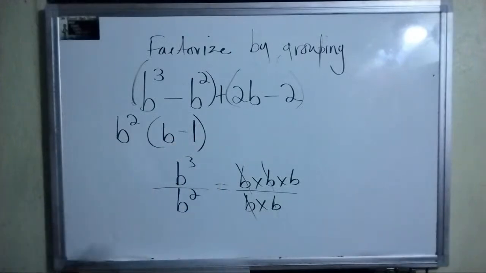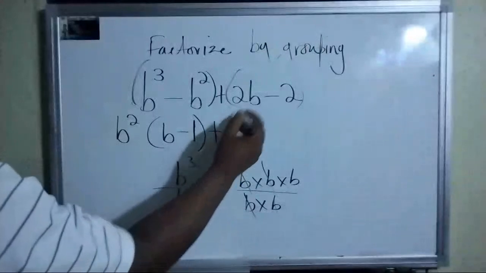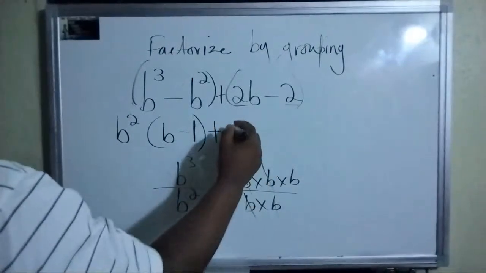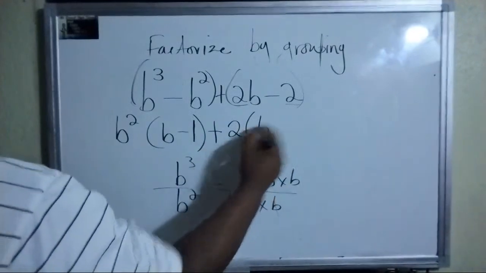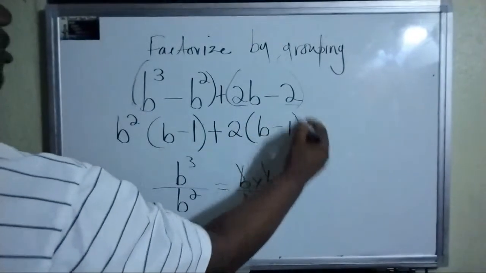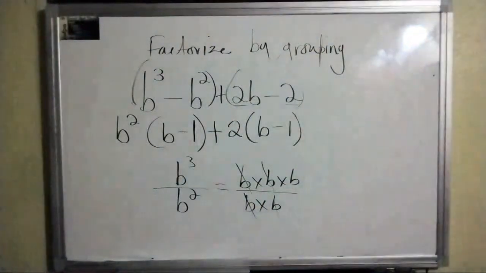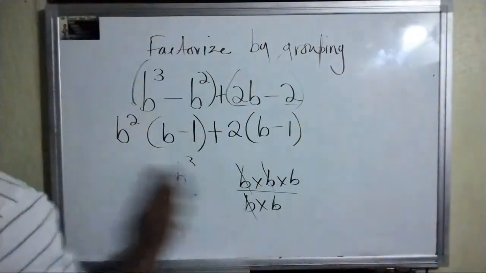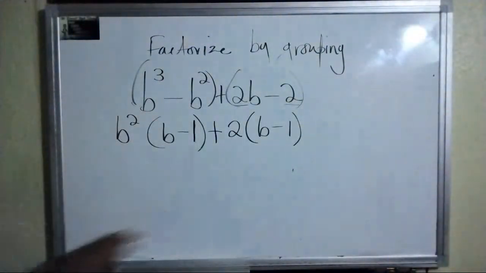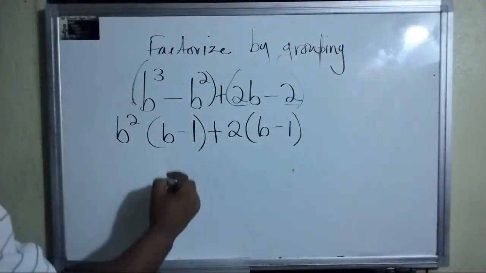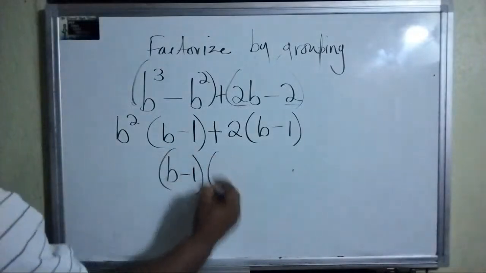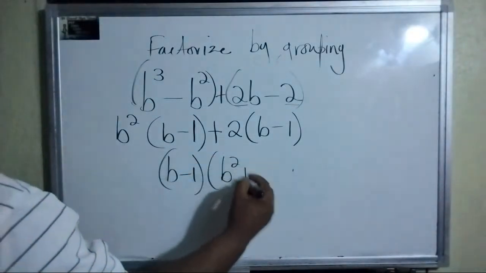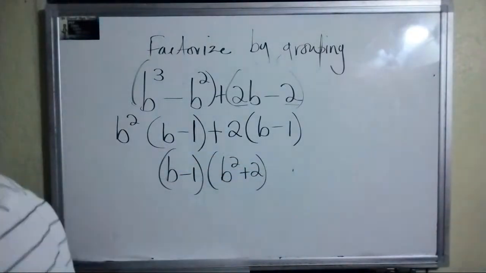Alright, and then we do the same thing, put back the plus, 2 is common, right? So that's 2 into 2b, leave b, 2 into that, leave negative 1. So as Trisha had said, b squared, we can take out the b minus 1 because it's common to both. And then b squared plus 2. And there we have it.